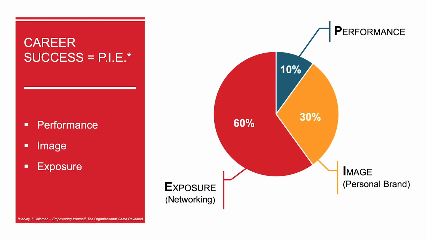Harvey Coleman introduced the PIE concept, where he identified the 3 components of career success: performance, image, or personal brand, and exposure, or networking. His research on career success resulted in exposure or networking making up the largest slice of the pie at 60%. While many are fine with performing well, if people don't know who you are or are not exposed to your work, this could be a roadblock to your career progress.